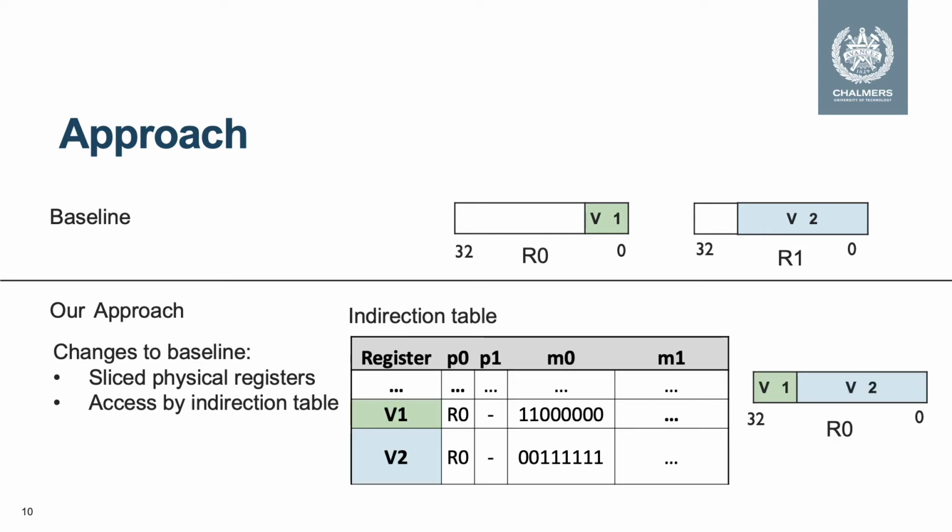Each entry in the indirection table corresponds to an architectural register and points at the physical register, and the slices used are identified using an 8-bit mask. This way, both operands can fit into the same physical register, and we don't waste any space. It's also possible to split an operand into two parts and place these two parts into separate physical registers. Although it increases complexity, it also avoids fragmentation and enables a more space-efficient allocation.